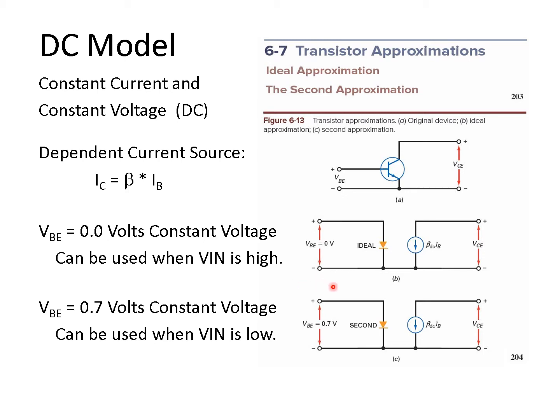Most of the time, we're going to use this model here, where current flows into the base, and it goes through the base emitter diode, and we get a 0.7 volt drop across it. This one should definitely be used when Vn is low, and when it's in about the same magnitude as the diode voltage.